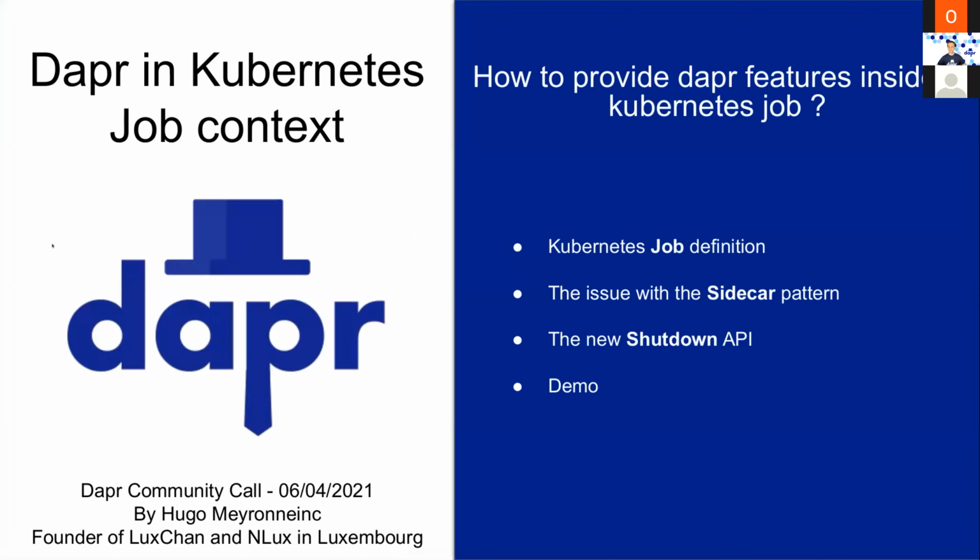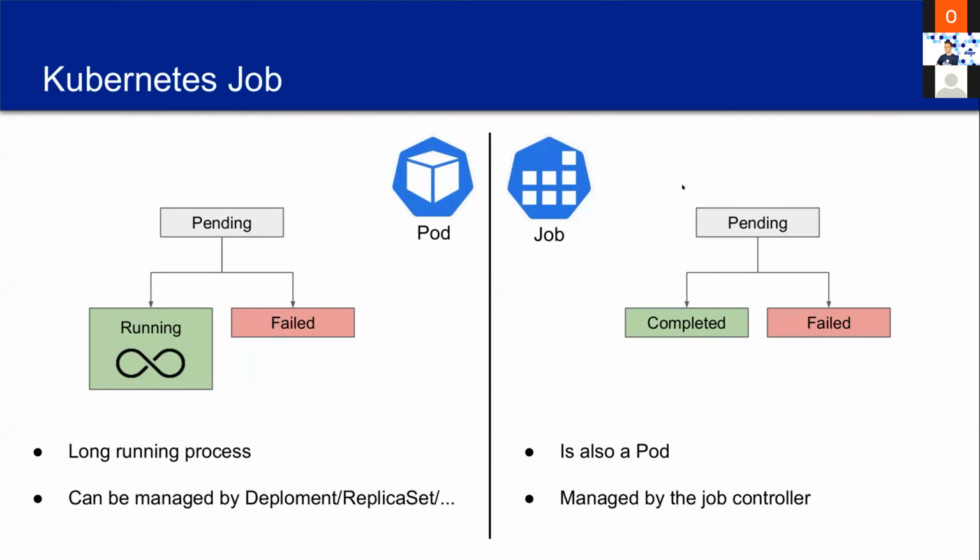So I've been working on the Shutdown API and the job Kubernetes sidecar injection. So I'm going to talk about what the issue we have with the sidecar pipeline and showcase the little Shutdown API. So first, a little to be sure that everyone is on the same page.